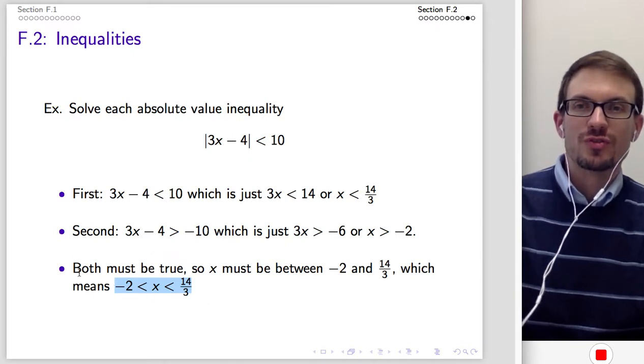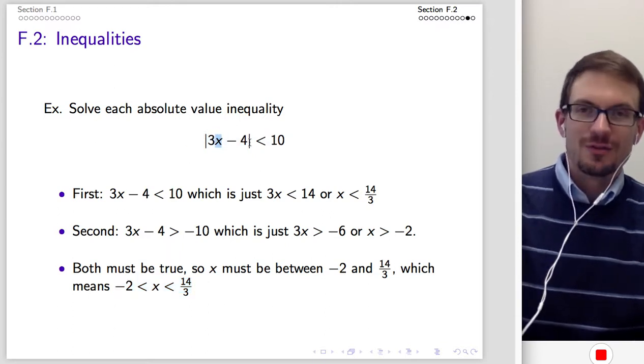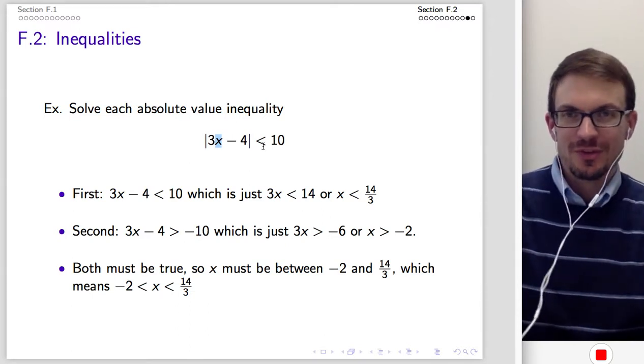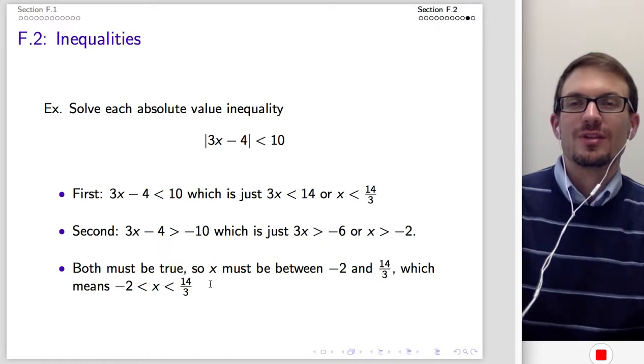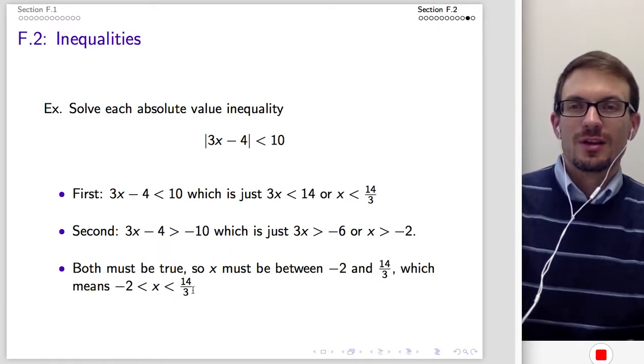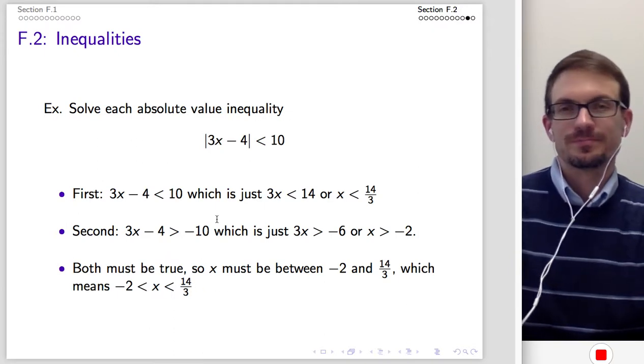Suppose we have a more extreme value like negative 3. Negative 3 times positive 3 is negative 9. Minus 4 is minus 13. In absolute value, that's positive 13. That does not make this true, right? So we can't have values smaller than minus 2, and we cannot have values more extreme than 14 thirds.